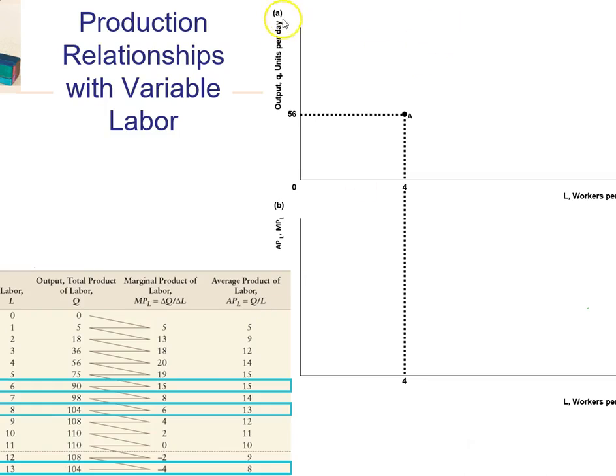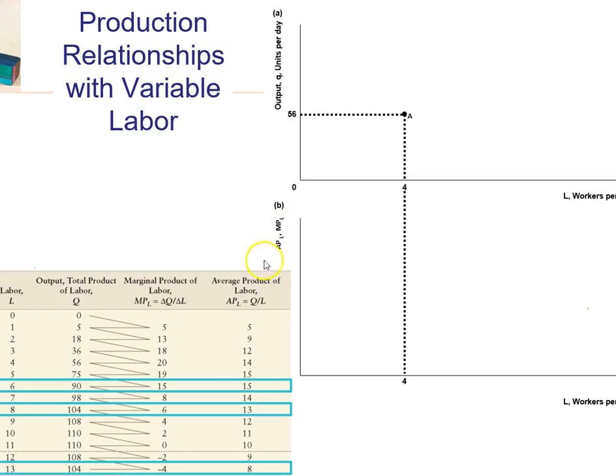The top graph will graph the total product of labor, as you add more workers, how much output you have. The bottom graph will be, once again, the number of workers that you are hiring. However, on the vertical axis, we'll have average product of labor and marginal product of labor sketched.